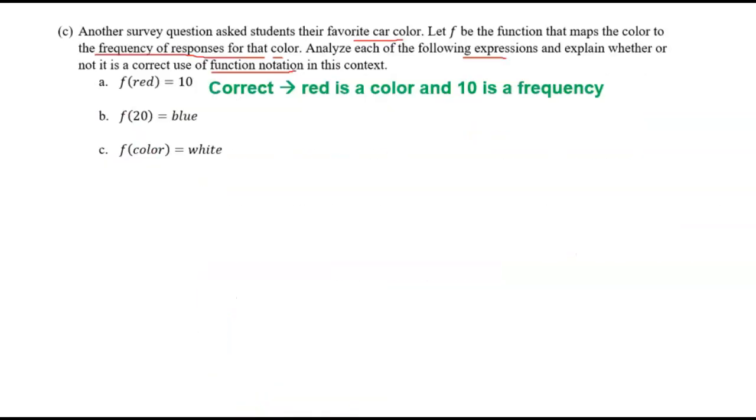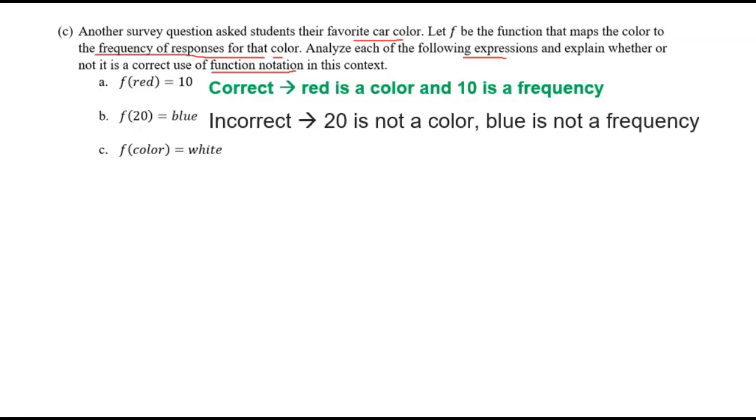All right, next one. The next part of the survey was the favorite card color. The first one we did together, we said it was correct because red is a color and 10 is a frequency. The next one, f of 20 equals blue. That is not correct because 20 is not a color and blue is not a frequency. So they didn't use function notation correctly. Okay? Did we get that right?